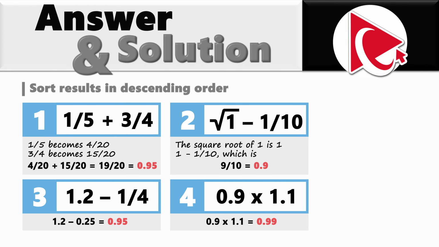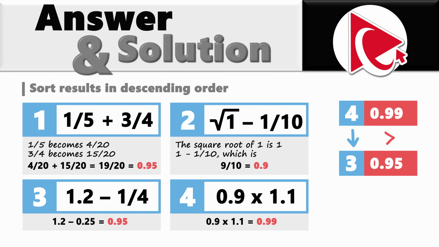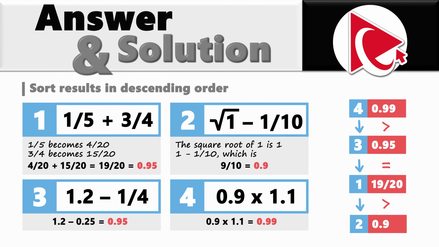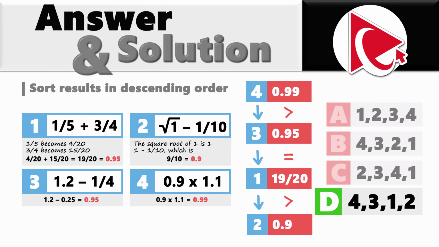Now it's time to do the sorting. Our highest value is 0.99, which is the fourth expression. Then we have two expressions with the same value. The result of expression 3, 0.95 equals the result of the expression 1, which is 19/20th. And our smallest value on the list is the result of the expression 2, which is 0.9. What's especially interesting here is that even though results of expressions 3 and 1 are the same, the correct answer choice is only one, which is choice D, 4, 3, 1, 2.